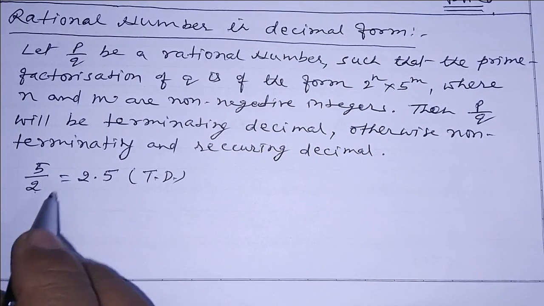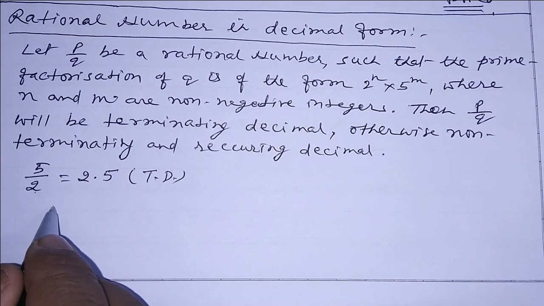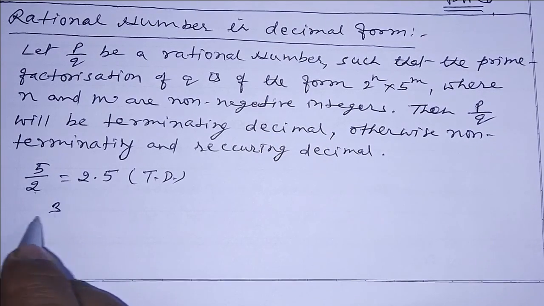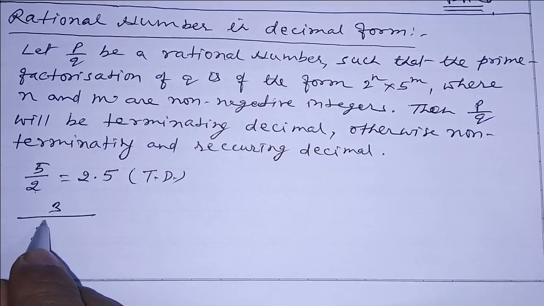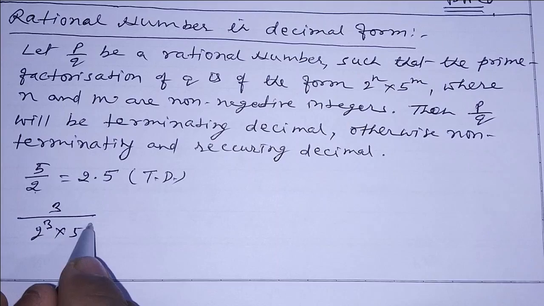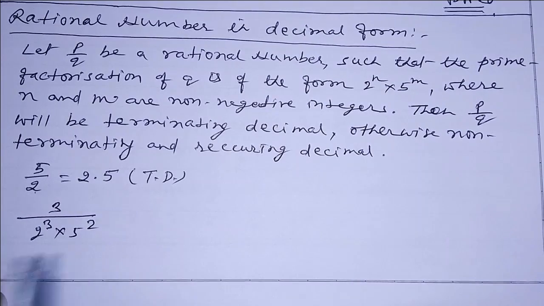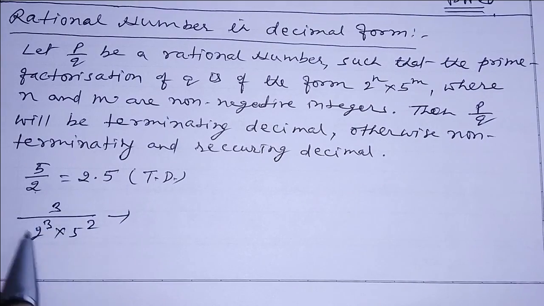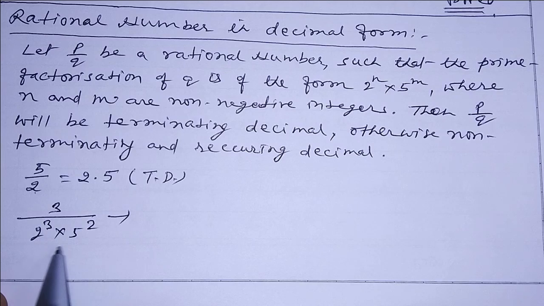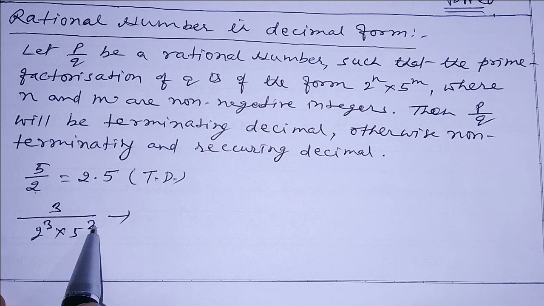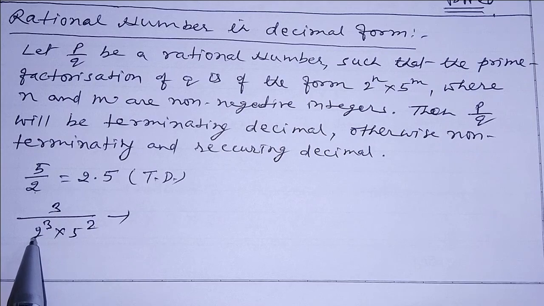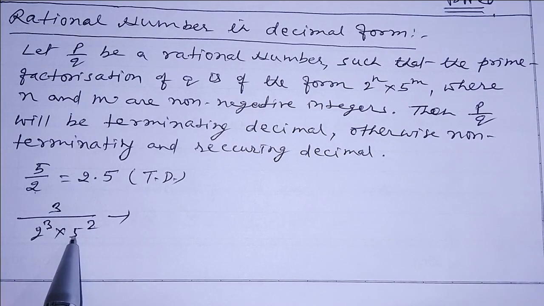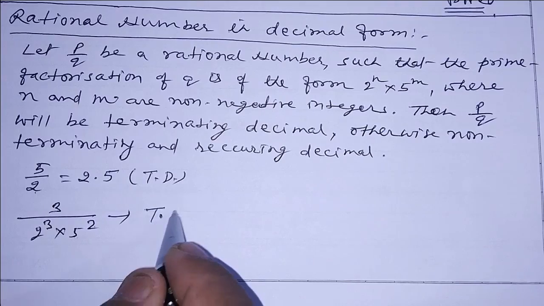If we take another example, suppose 3 by 2 cube into 5 square. Whatever the fraction is, the denominator is in the form of 2 to the power 3 into 5 to the power 2. This means the denominator of this rational number has only factors of 2 and 5. So this also is a terminating decimal.